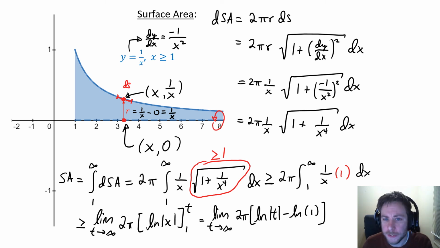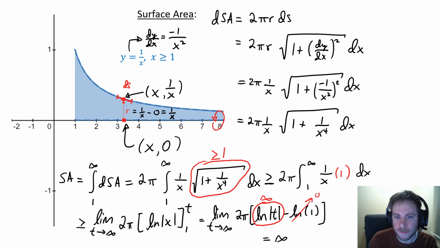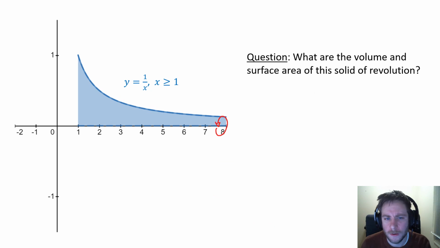After plugging in our endpoints, all that's left to do is let t approach infinity. Notice that ln of 1 is equal to 0, so that term may as well disappear. And when t goes to infinity, ln of t also goes to infinity. You can convince yourself of that using the familiar graph of the natural logarithm. Multiplying by 2 pi won't stop this from going to infinity, so we're left with this result. This shows that the surface area we want is larger than infinity, but that means the surface area must actually be infinity. But wait a minute.